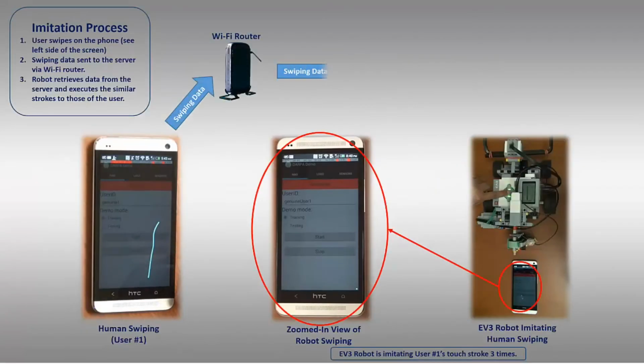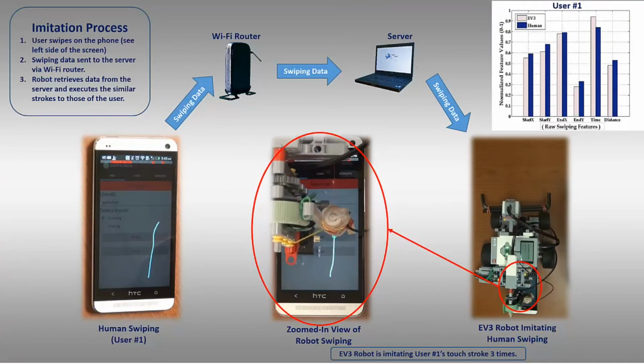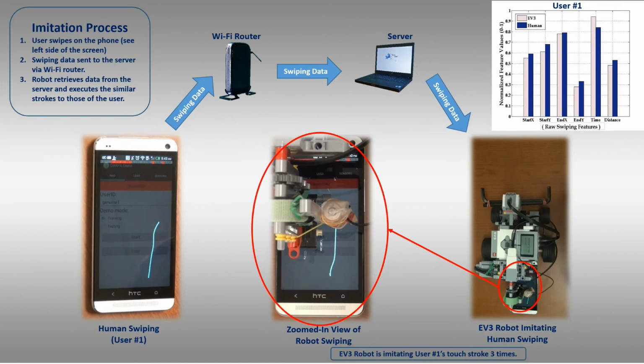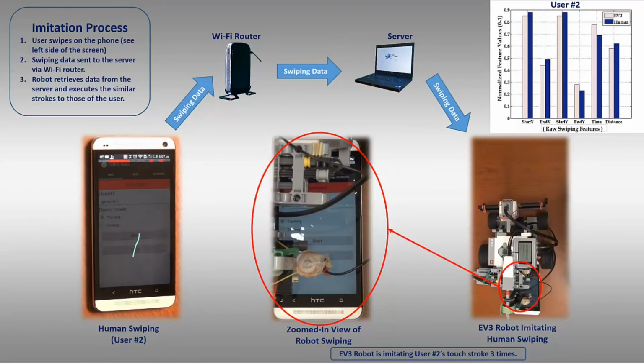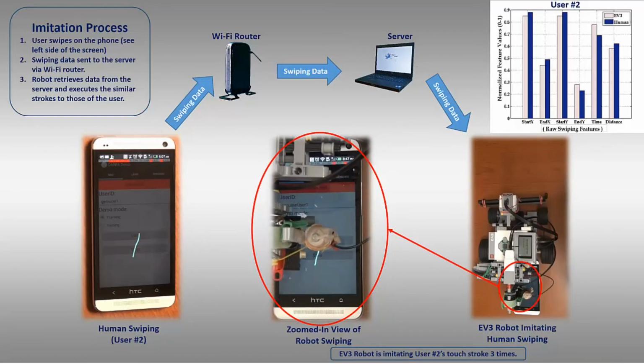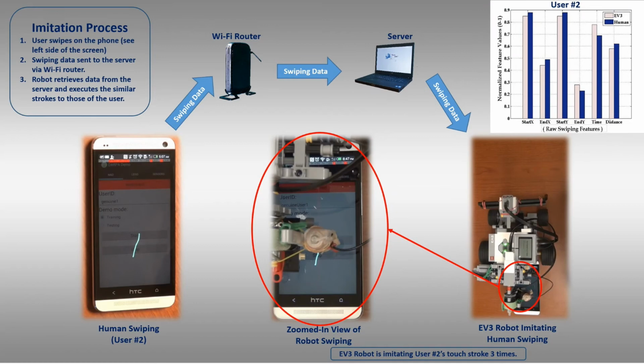On the phone on the left, a human executes a stroke. On the bottom right of the screen, the Lego robot makes 3 imitations of each human stroke. The graph in the top right screen shows how closely the various features extracted from the robotic stroke match those extracted from the human stroke. Observe that the Lego strokes very closely match the human strokes.